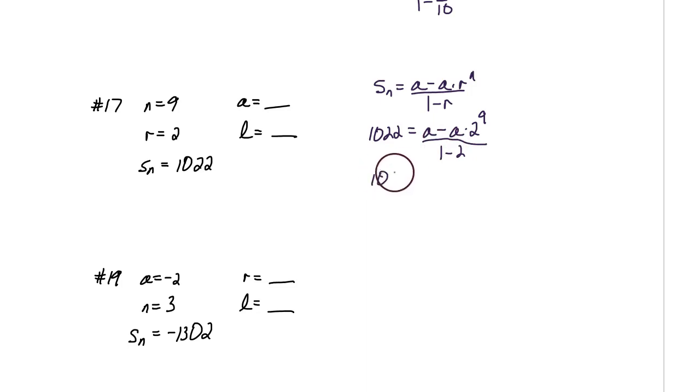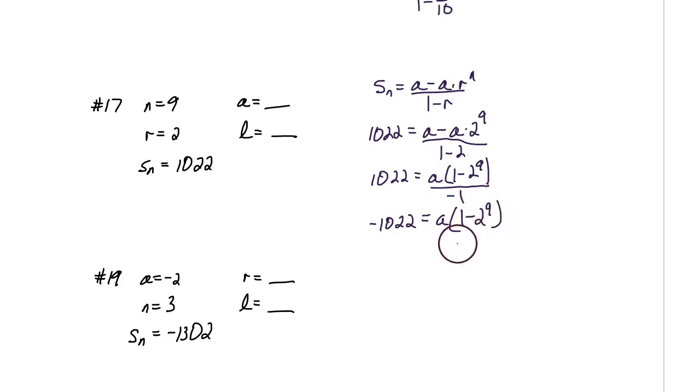Now let's start to work on this equation. The numerator will factor because there's an a in both terms. We can factor out an a, leaving 1 minus 2 to the 9th power. And the denominator is negative 1. Now we can multiply both sides by negative 1. Then to get a alone, divide by that term right there. That makes a equals 2. And that was one of the things we were asked to figure out. So we now know a is 2.